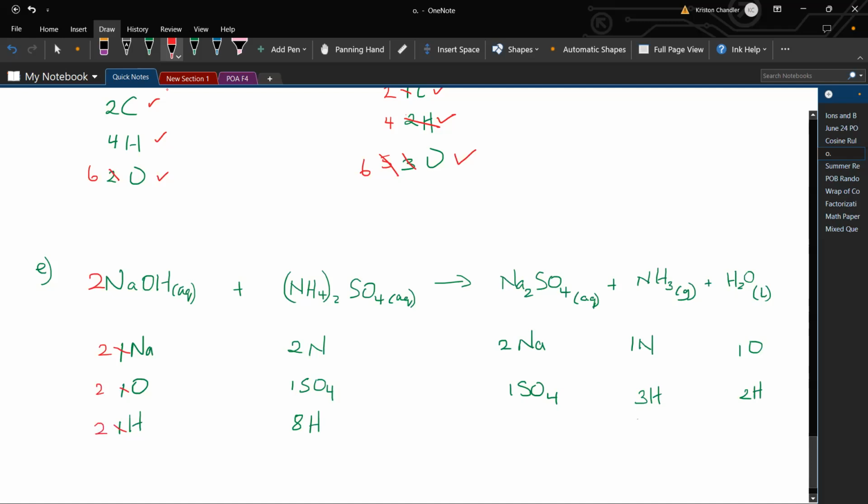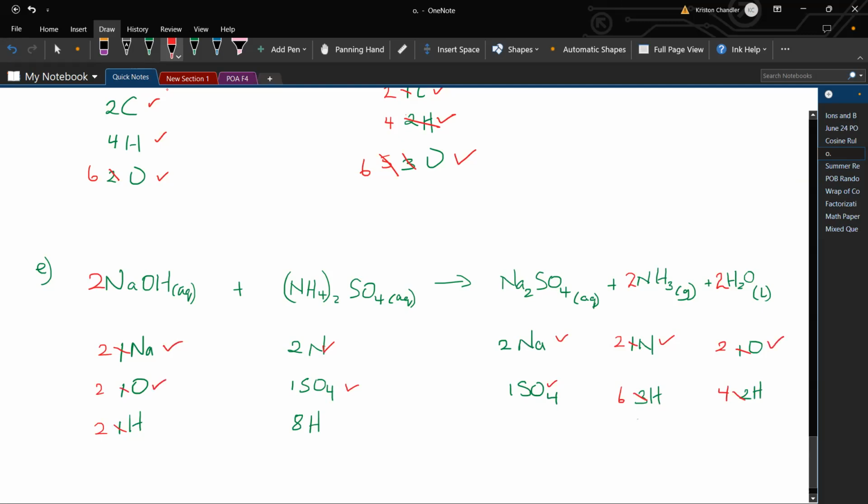Right? Our SO4 is good for now. We look at this next. We only have 1 N, we need 2 N's. So if I put a 2 here, that makes this 2, but then it makes this 6. Let's see what we have going on so far. We okay with the Na's? We okay with this? We okay with this? Our oxygens: we have 2 oxygens here now, and we need to have 1 here. So I need a 2 in front of this. That's going to make this 2, and that's going to make this 4. So my oxygens will be fine.